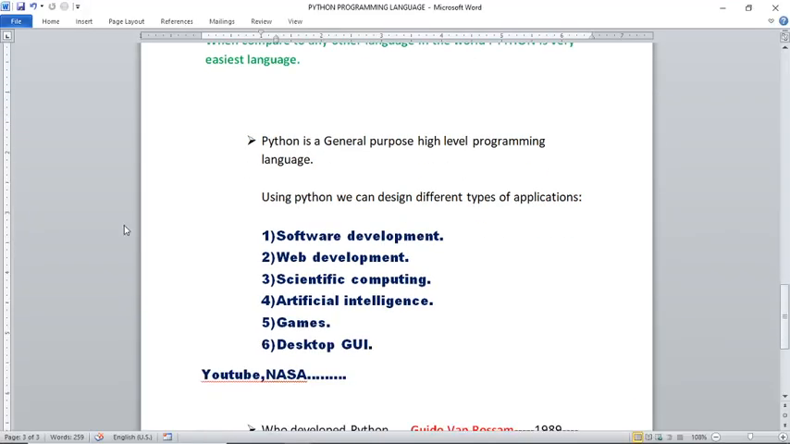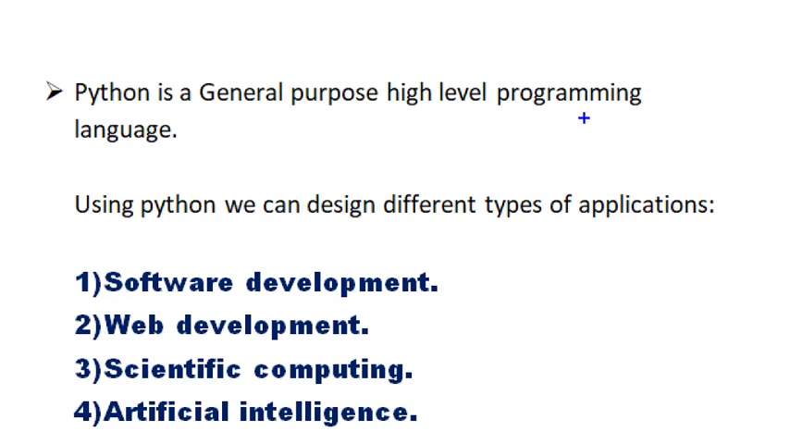Another one is, see here, Python is a general purpose high level programming language. Now we discussed that high level means it is very easy. It is in simple English and very easy to understand. Python is a general purpose high level programming language. So what is the meaning of high level programming language? High level is nothing but it is in very simple English and it is very easy to understand.